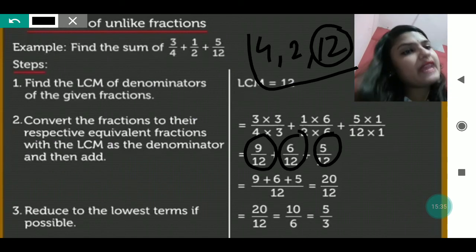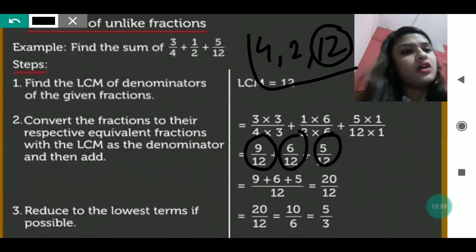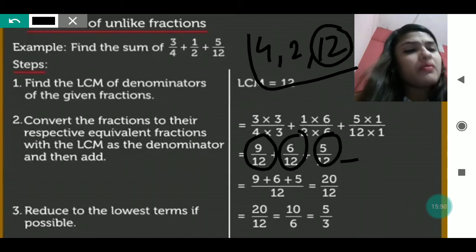With the same number we have to multiply the numerator and denominator as well. In the denominator we have to keep in mind that it should be 12 only. So when we multiply, we get it like this. So what is the common denominator now? Now we have 12.